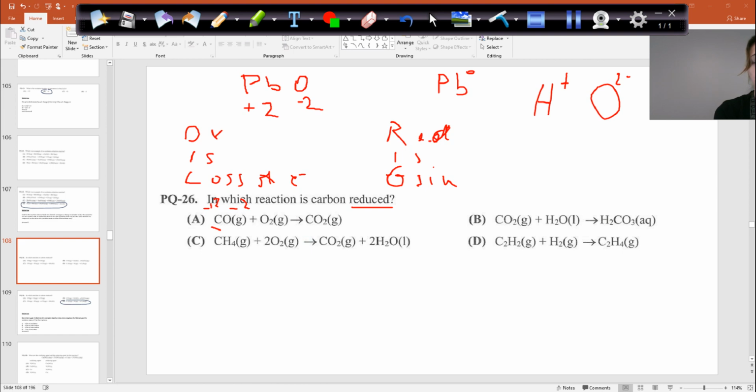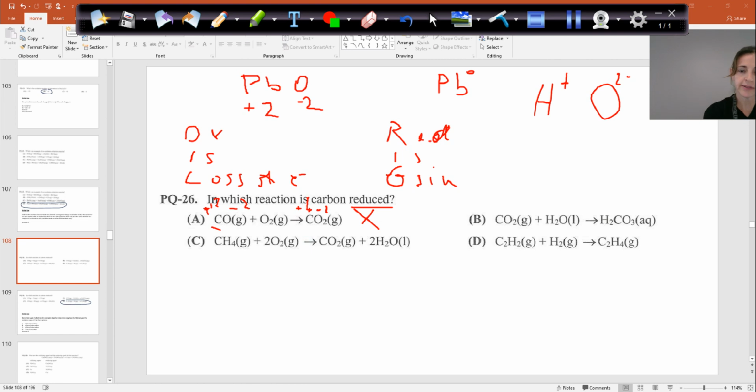If oxygen is -2, we have 2 oxygens, so the total negative charge here is what? We're fried. Brains are not working anymore. So if this is -2 times 2, that's -4, carbon has to be +4, right? So in here, we are going from +2 to +4, so it's losing even more electrons, getting more positive, right? So that's not it.